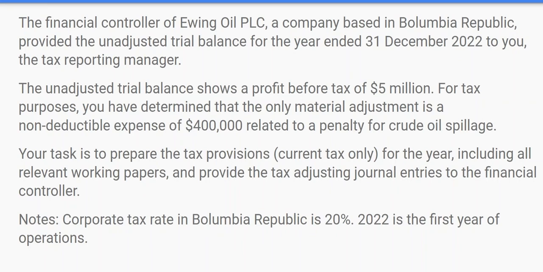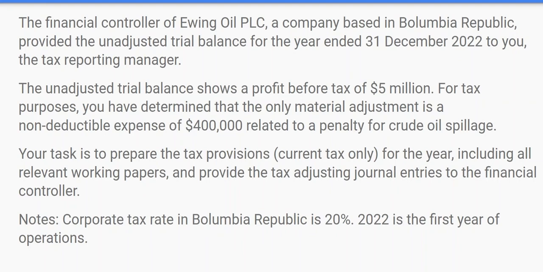The accounting team does that first, and they then provide those numbers. They provide the unadjusted trial balance, which is like a pre-tax trial balance, to the tax accounting team. And the tax accounting team picks that unadjusted trial balance and prepares the tax provisions, going through all its working papers, and ultimately ends up with the tax adjusting journal entries. What the tax adjusting journal entries do is to summarize the tax entries you want the financial controller to post into the GL for the tax provisions for the year.